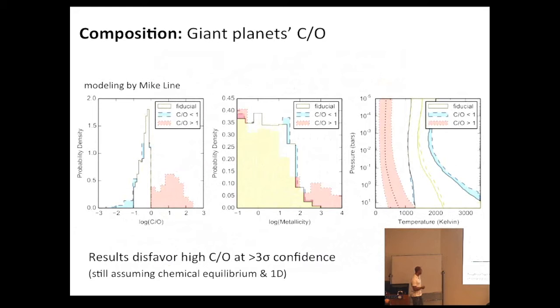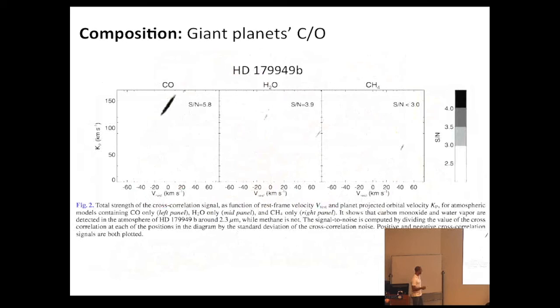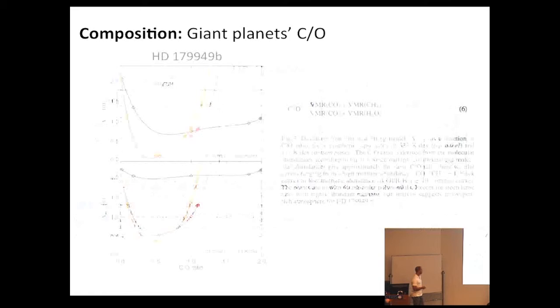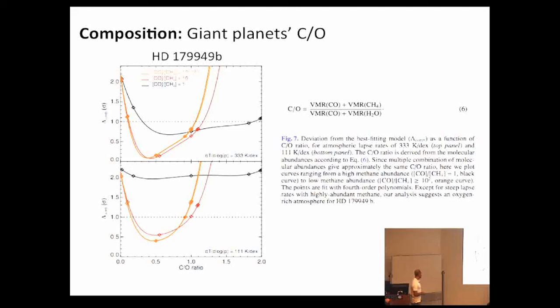Right? So we don't actually make an assessment of the carbon abundance. We just say it has to be less than oxygen because we see water. When you actually detect a carbon-bearing molecule, that gives you a much better handle on the carbon to oxygen abundance ratio.